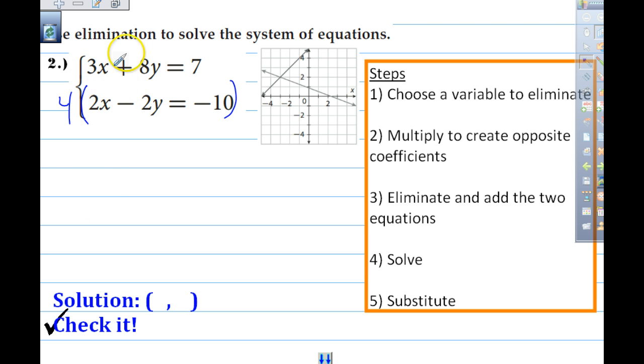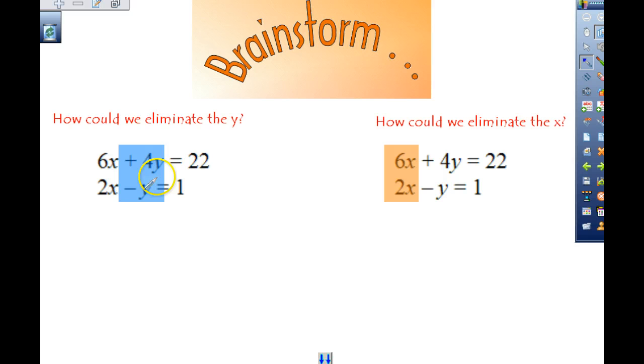Remember, you can work with any variable. Sometimes both of them are equally the same. So let's focus on that. If I want to cancel out the y's, what should I multiply by? Bottom by 4. Positive 4. If I want to cancel out the x's, what should I multiply by? Negative 3. Yeah, negative 3. Positive 6, you need a negative 6.